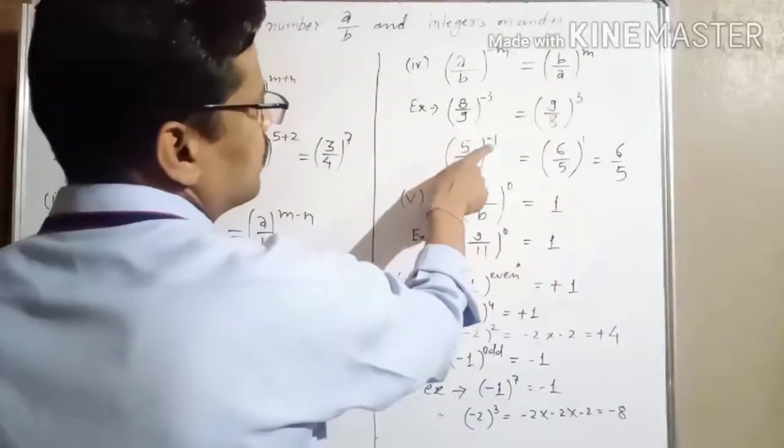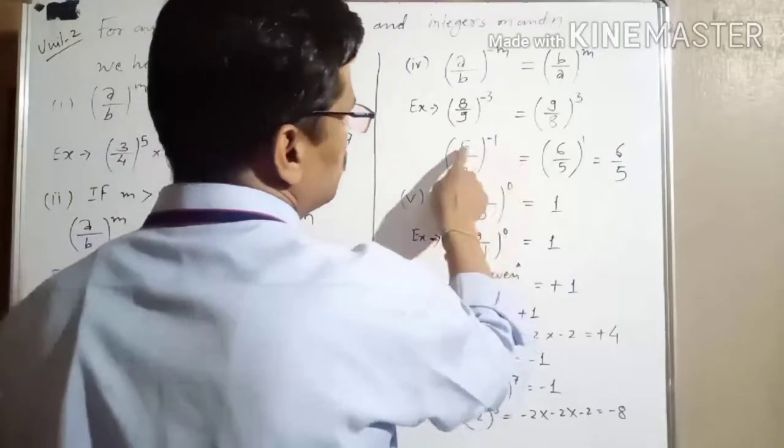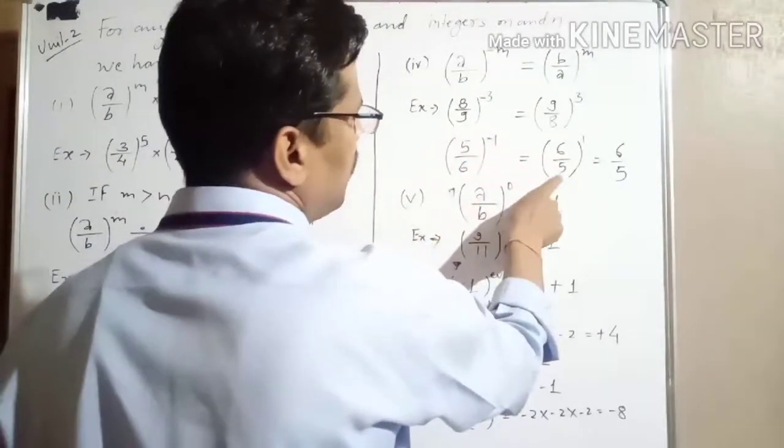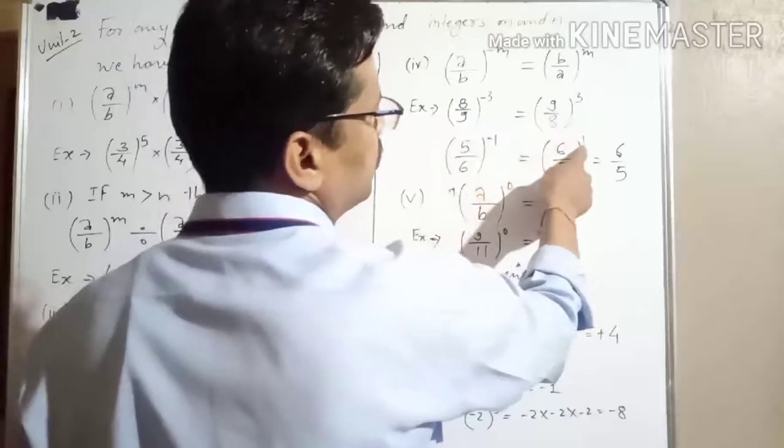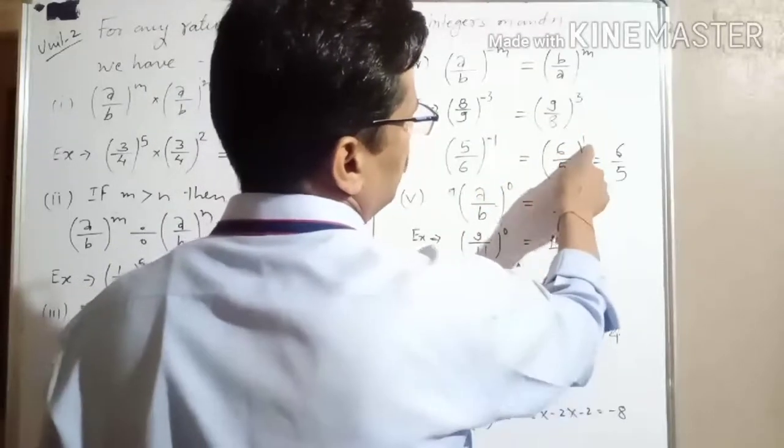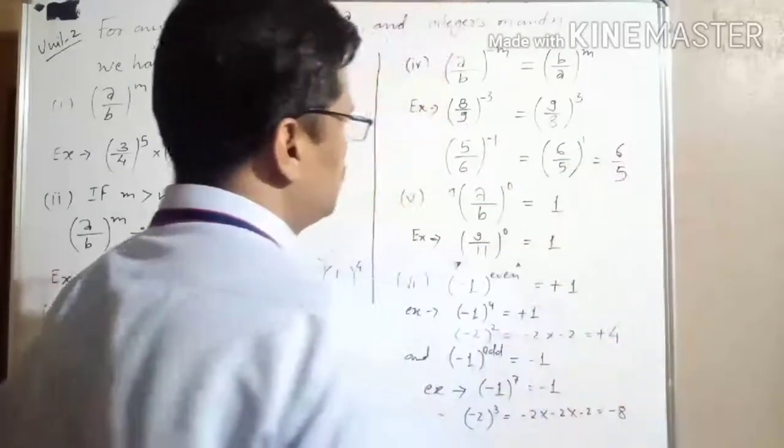(5/6)^(-1) is equal to 5 upon 6 becoming 6 upon 5. So the negative power becomes positive 1. Also you write (6/5)^1, which means what? 6 upon 5. Is that clear?